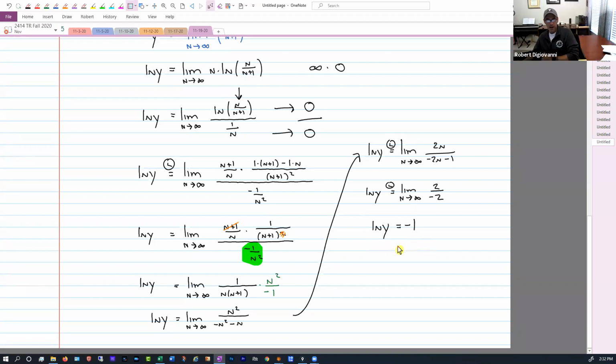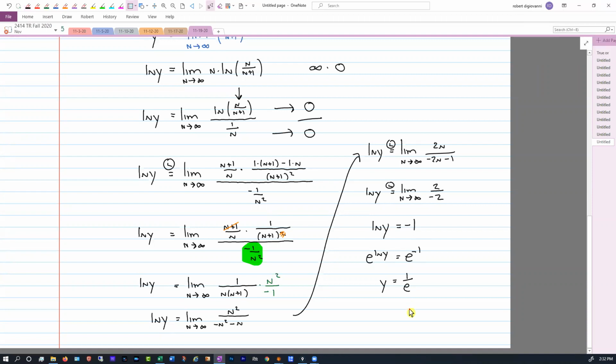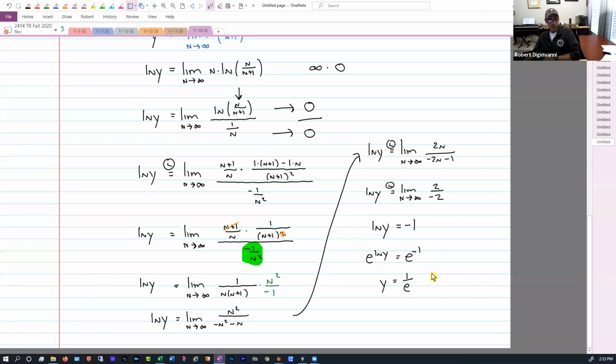Now e on both sides to get rid of the natural log. So what is y? So 1 over e, right? 1 over e. I'll give you just 10 seconds to write this down or catch up because we need to draw a conclusion here.